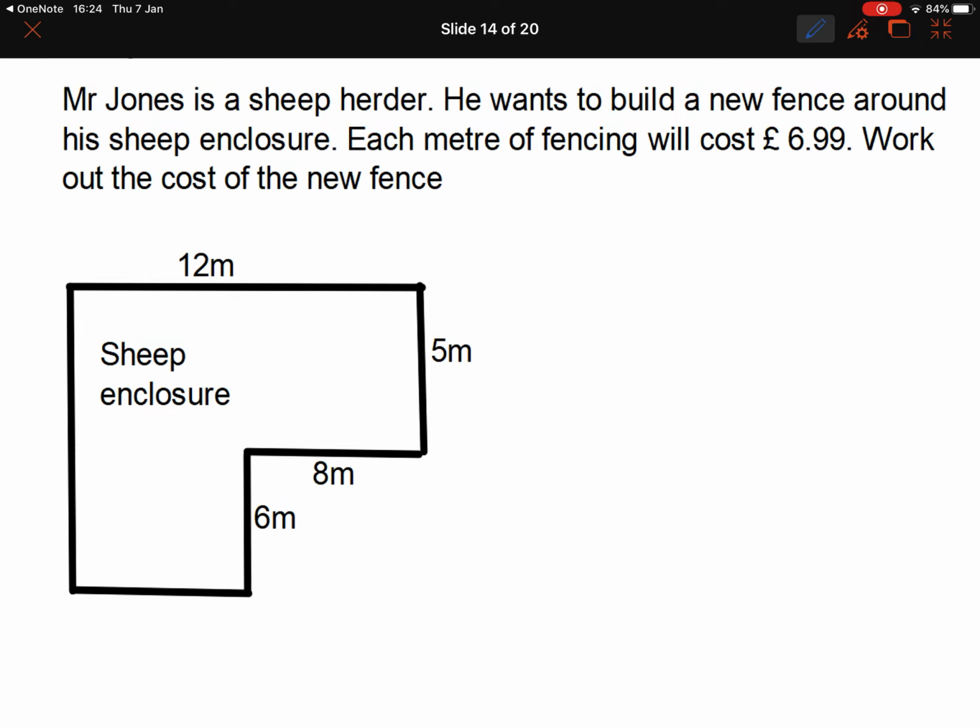Now, before we do anything, remember we need to read the question carefully first. So Mr. Jones is a sheep herder. He wants to build a new fence around his sheep enclosure. So what he wants to do is this. Put it in real life. He's a farmer. This bit here is where his sheep is. His sheep is all on the inside, and he's going to build a fence around the outside of it. If that's the case, then we are talking about perimeter. So that's the first word that comes to my mind.